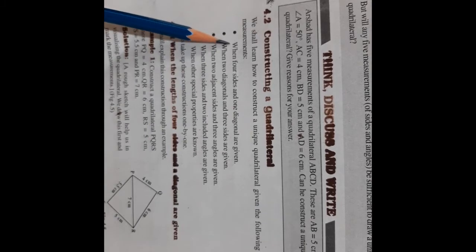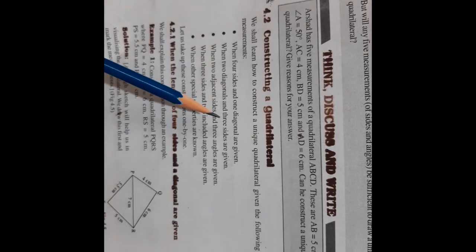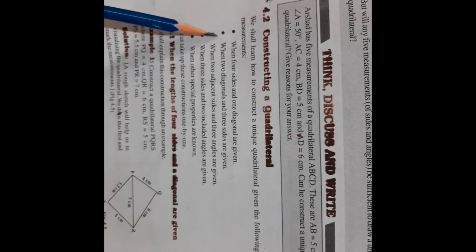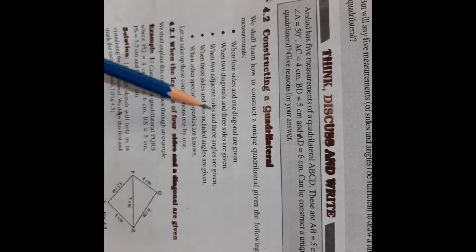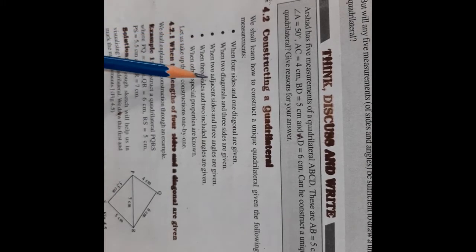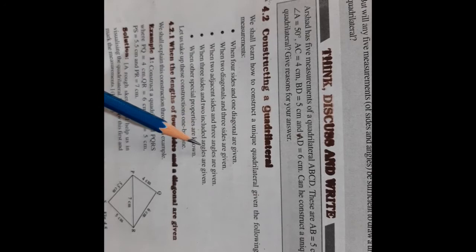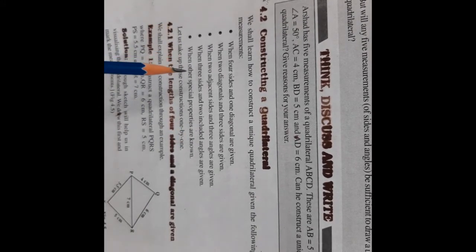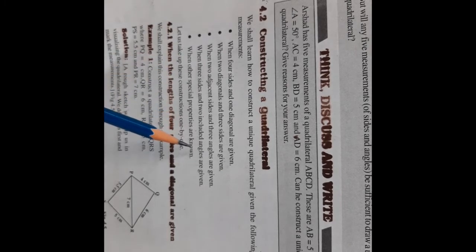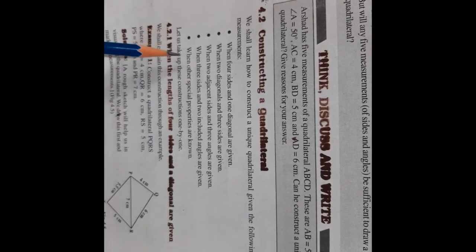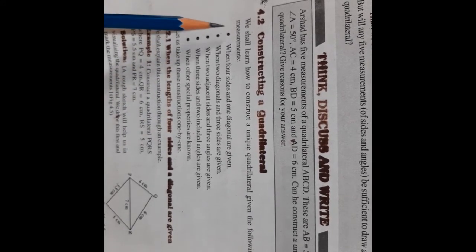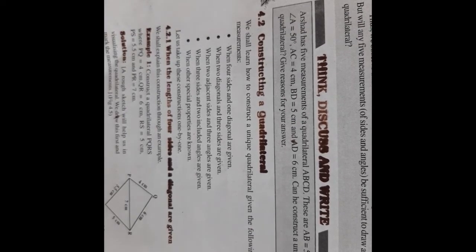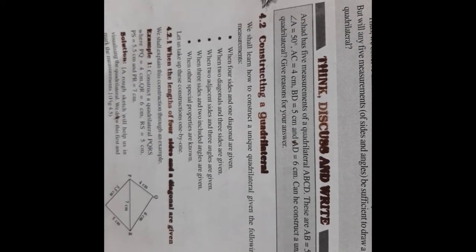First one is when four sides and one diagonal are given. Second condition is when two diagonals and three sides are given. A third one is when two adjacent sides and three angles are given. A fourth one is when three sides and two included angles are given. Last, the fifth one is when other special properties are known. So these are the main five conditions to construct a quadrilateral.